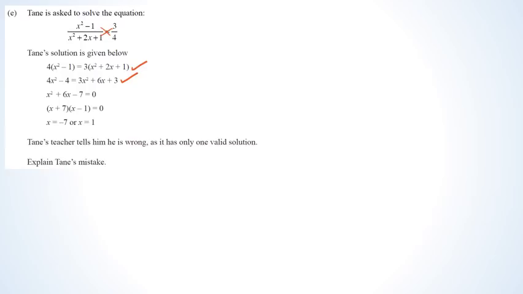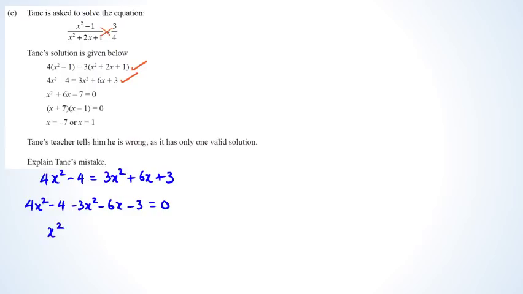All right, you've got 4x squared. When he brings the 3x squared to this side, let's actually do this part here. So we have 4x squared minus 4 equals 3x squared plus 6x plus 3. When he rearranges this so he makes everything on the right hand side equal to 0, he's going to get 4x squared minus 4 minus 3x squared minus 6x minus 3 equals 0. When you simplify this, you actually get x squared minus 6x minus 7 equals 0.